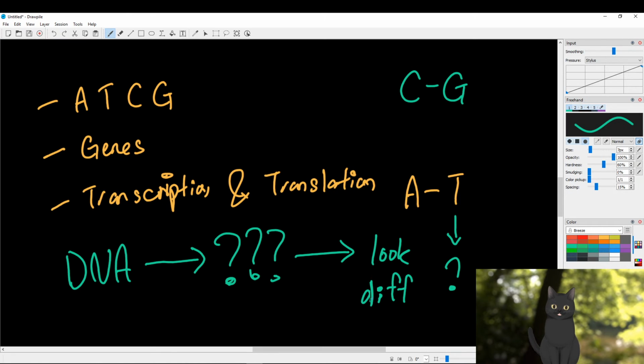And the keywords transcription and translation have to do with how DNA goes through transcription and translation, affects what kind of protein is made, and how to manufacture those proteins and arrange them in a certain way so that ultimately whatever it builds looks different.